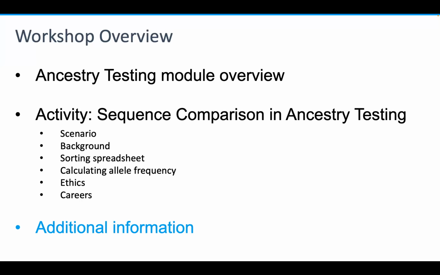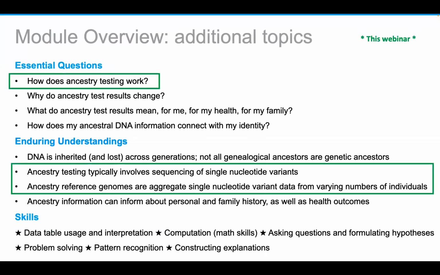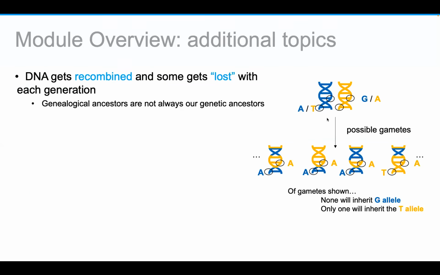So to wrap up the ancestry testing module, I just wanted to share some more information. At the beginning, I did present that the module overview has a lot of questions and understandings that we did not talk about. So there is definitely more to come. Some of the additional topics that we're interested in presenting are, for example, this concept of lost DNA. And so I'll just go over this very briefly.